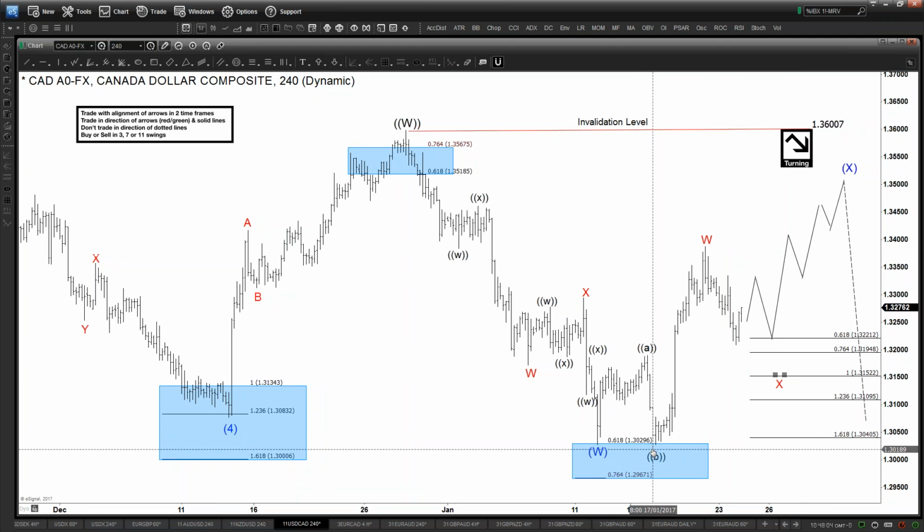As far as this low is in place, it should still be considered a red X wave pullback, and then later on make one more push higher and see how far it takes us.